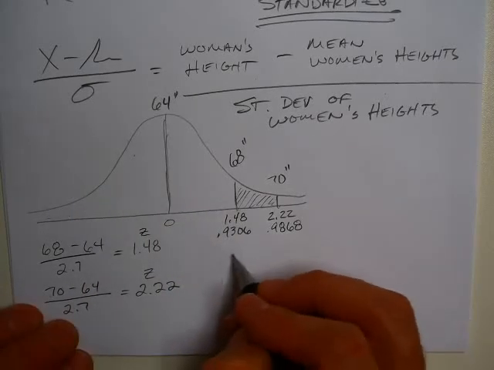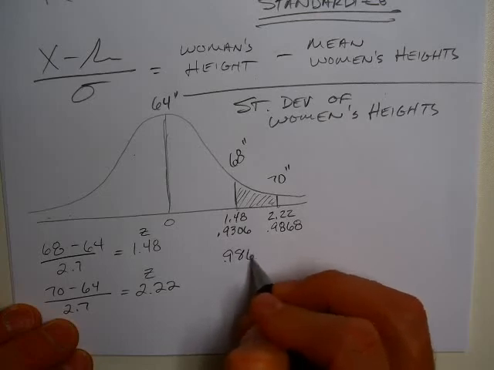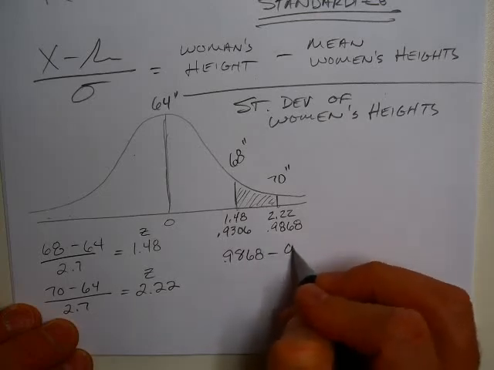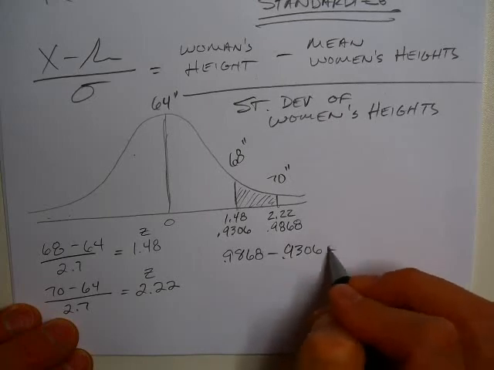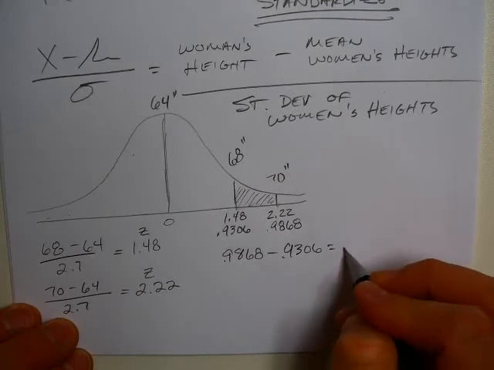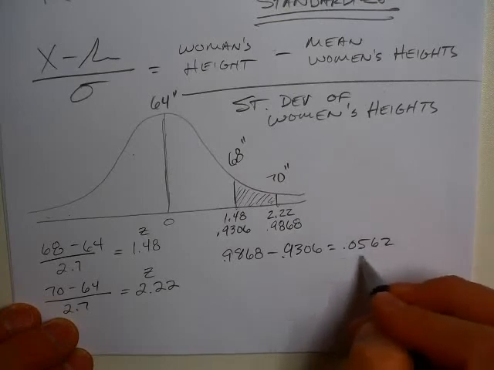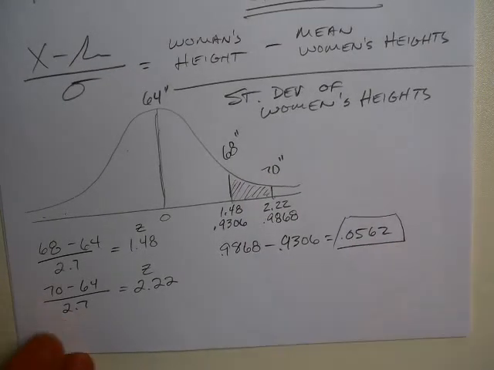So the numbers in between are going to be 0.9868 minus 0.9306 for about 5%. 0.0562, and this would be my percent. Now if I was answering this for an AP question or a test question, I would say that 0.0562, or maybe change it to percent, 5.62% of the women in this population would be between 68 and 70 inches.